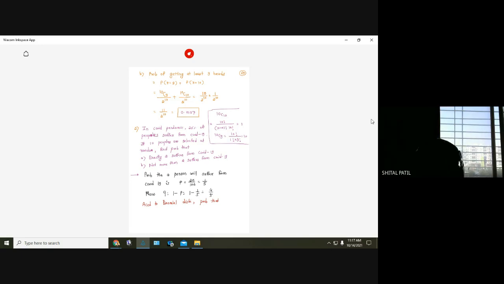According to binomial distribution, probability that R persons will suffer out of n persons selected is, yes, what is the probability? P of R equals nCR, P raised to R, Q raised to n minus R.